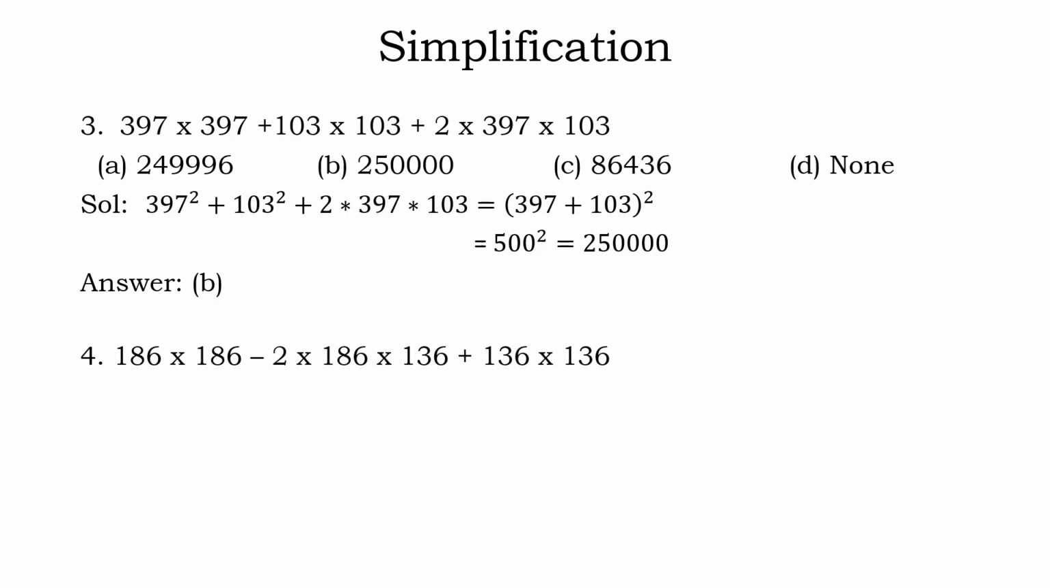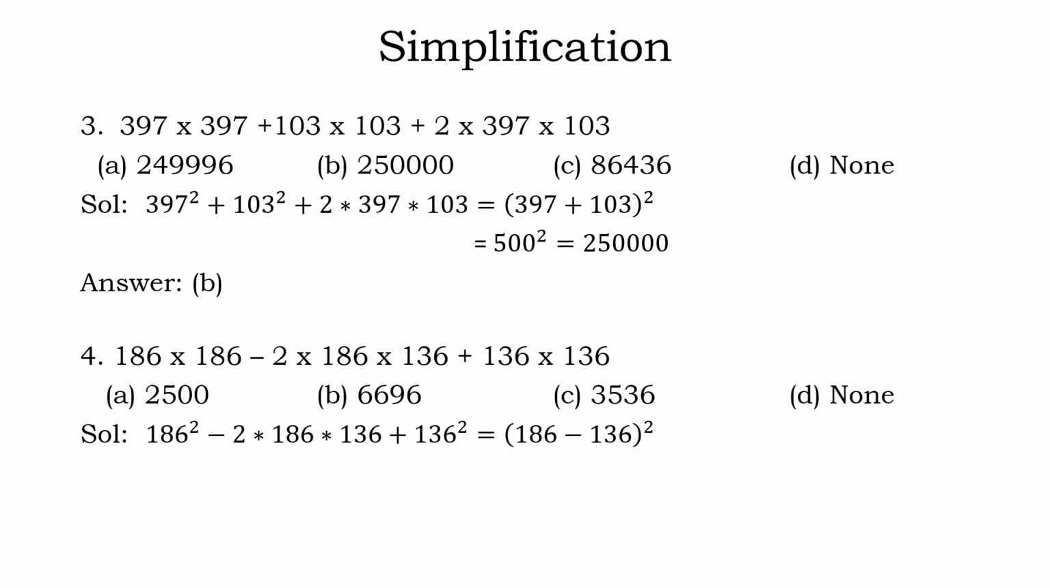Next, this is of the form a square minus 2ab plus b square. So 186 into 186 minus 2 into 186 into 136 plus 136 into 136. So this is a minus b whole square. On simplification we get a is 186 minus b is 136 squared. So 186 minus 136 is 50. 50 square is 2500. So the answer is A.